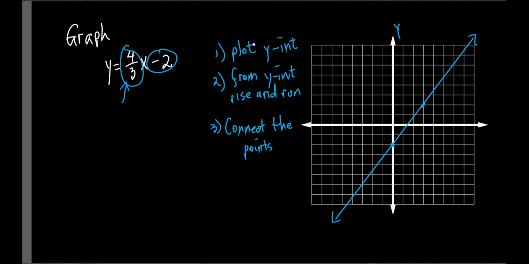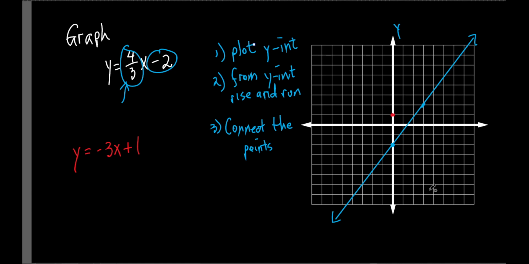Let's do another one. I didn't plan to do this, but let's just do this anyway. What if I said graph y equals -3x plus 1? What if I asked you to graph that? What's the first thing I'm going to plot? +1 on the y-axis. So you put a dot right there.